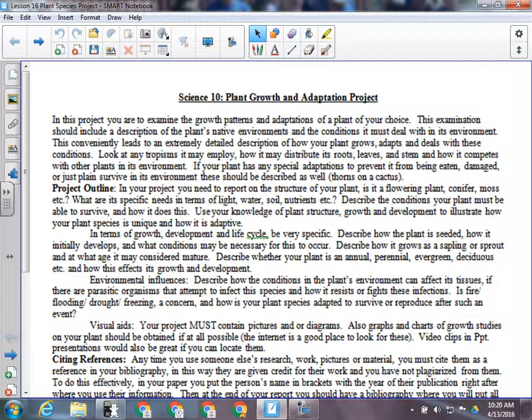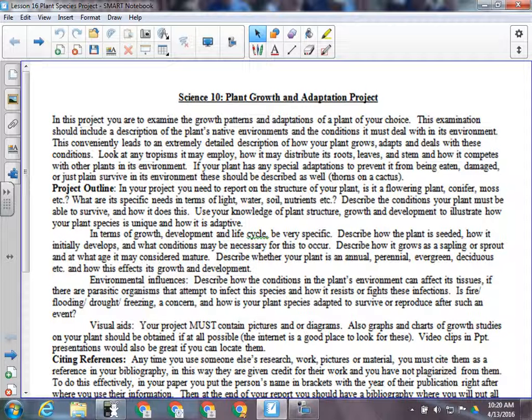A prime example is thorns on a cactus. Cactus have evolved to the point where they don't have leaves anymore. Their leaves have become thorns that keep other things from eating them. That's highly adaptable to being in a desert environment. So you're going to examine the growth patterns and adaptations of a plant of your choice.